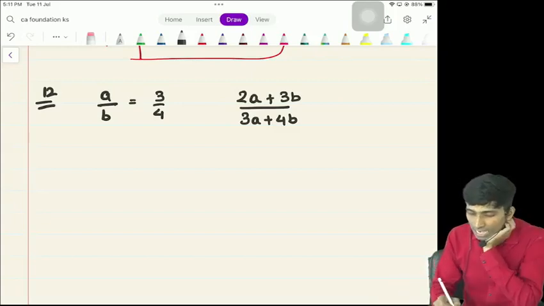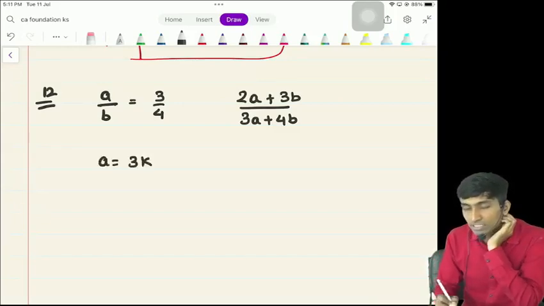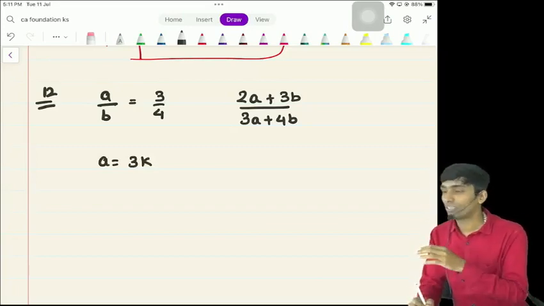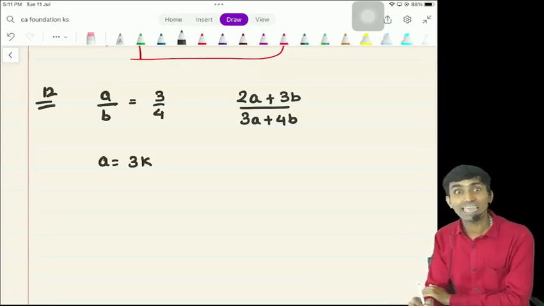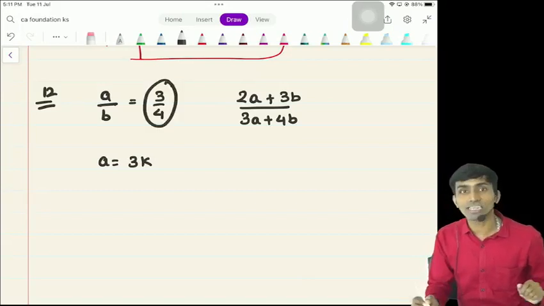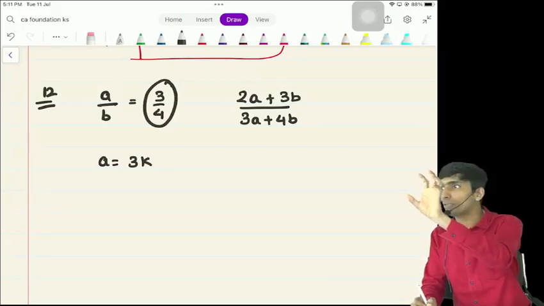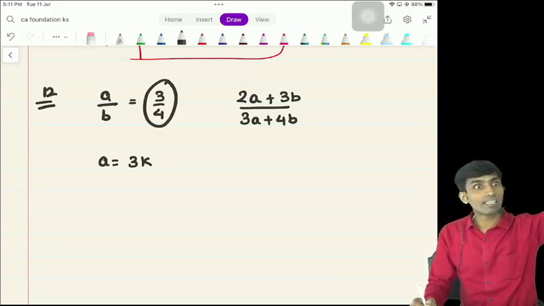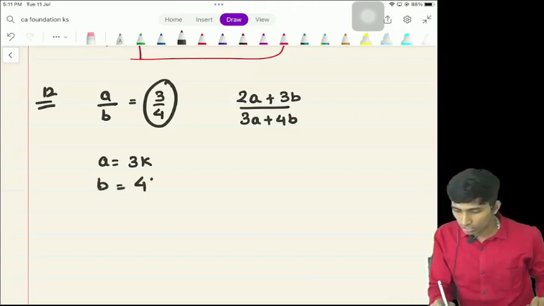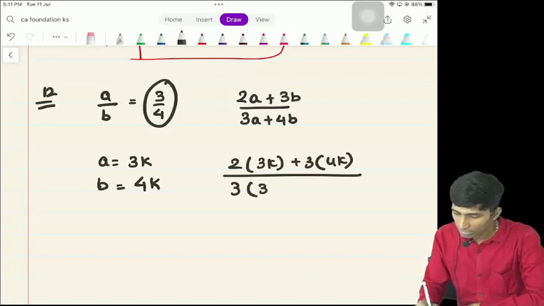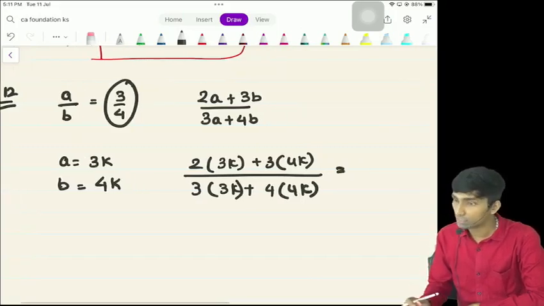How to solve actually? I will say that A is equal to 3K. When will I get the ratio? When something is cancelled, no? That constant number is K. When I got this ratio, something was common, no? Let that common be K. So 3 multiplied by that common number, I will get A. Is this clear? B will be how much? 4K. So 2 into 3K plus 3 into 4K upon 3 into 3K plus 4 into 4K. So correct na? Any mistake?